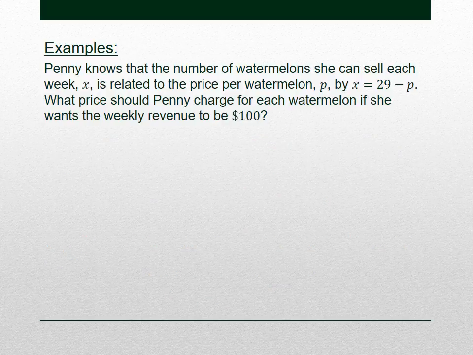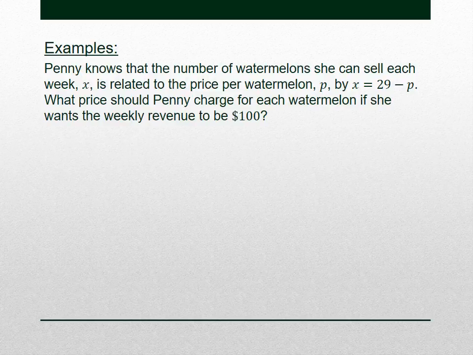Okay, so let's look at an example now. It says Penny knows that the number of watermelons she can sell each week, X, is related to the price per watermelon, P, by X equals 29 minus P. What price should Penny charge for each watermelon if she wants the weekly revenue to be $100?